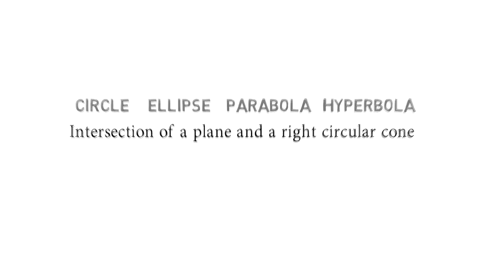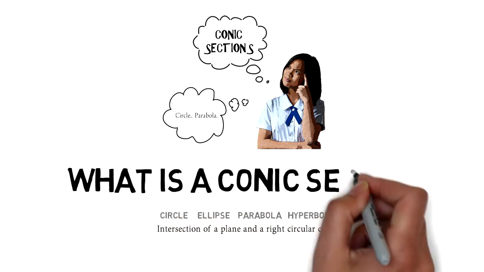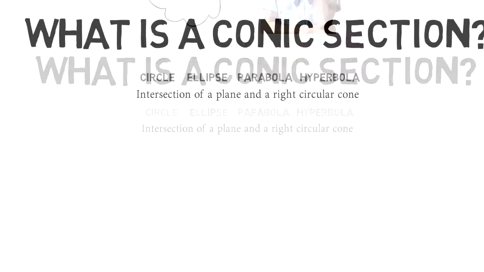But why are they called conic sections? Simple, because they are the intersection of a plane and a right cone. Before we go to each conic section, let's first define what a conic section is and what its parts are.